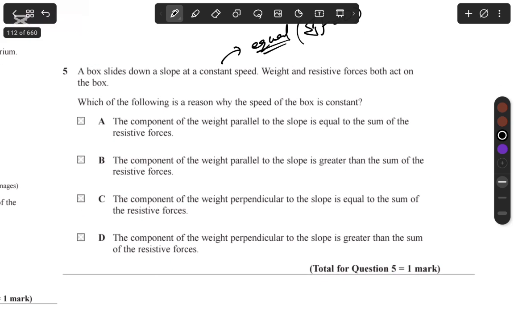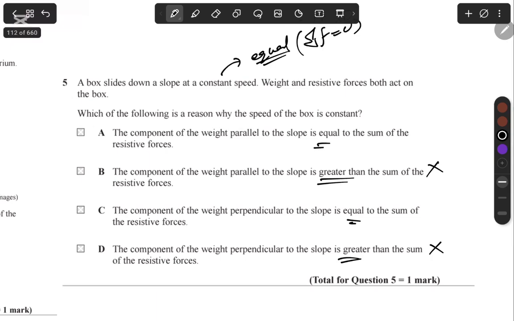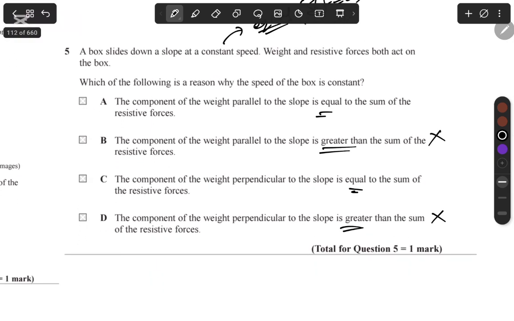So I can see a lot of options, and I can see a lot of equals to here. And then I can see greater than. Now the greater than ones will probably be wrong. And the equal to ones, it's either going to be A or C, right? Because your speed is constant, your resultant force should be equal to 0.